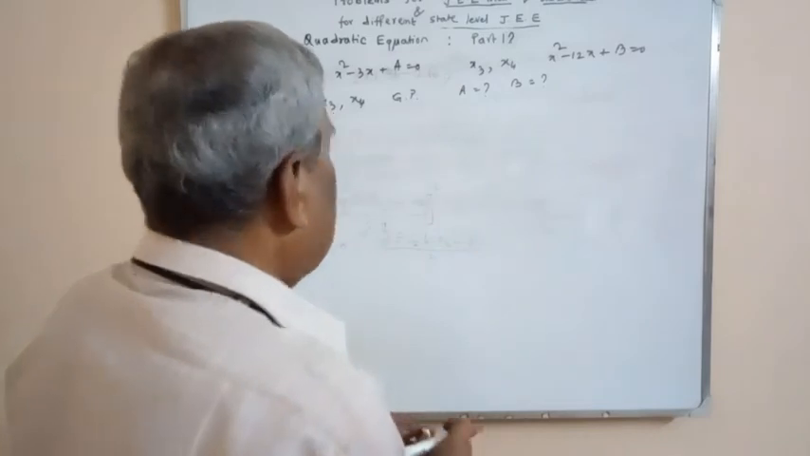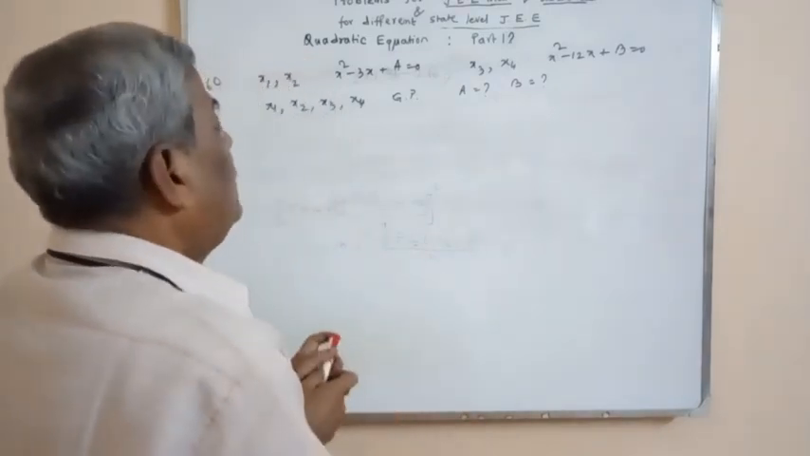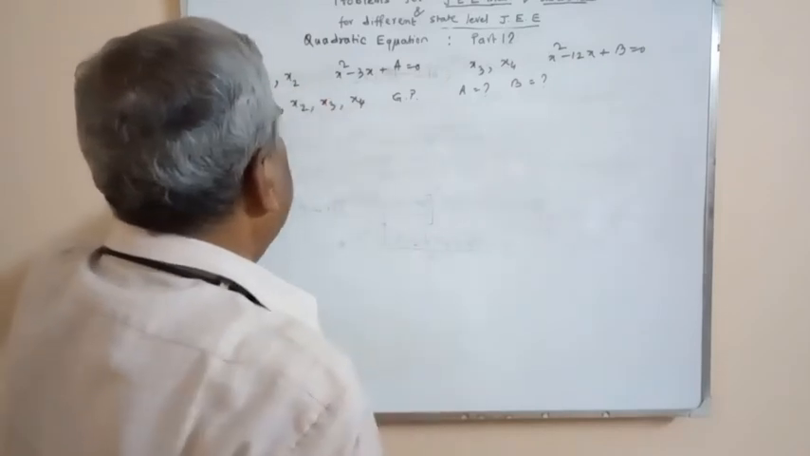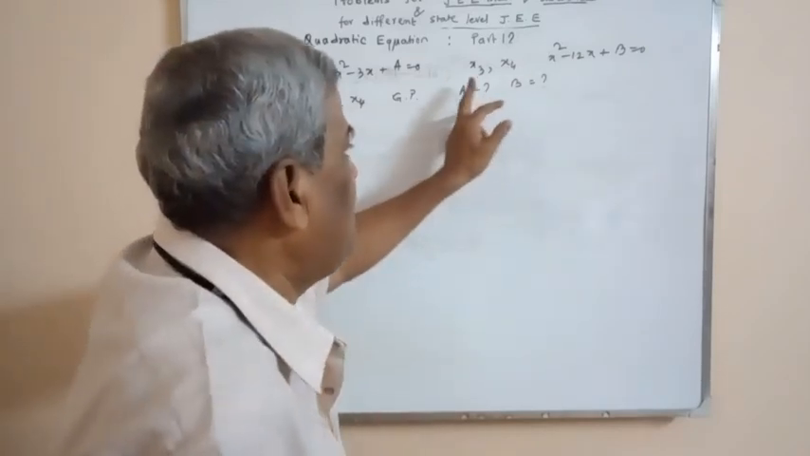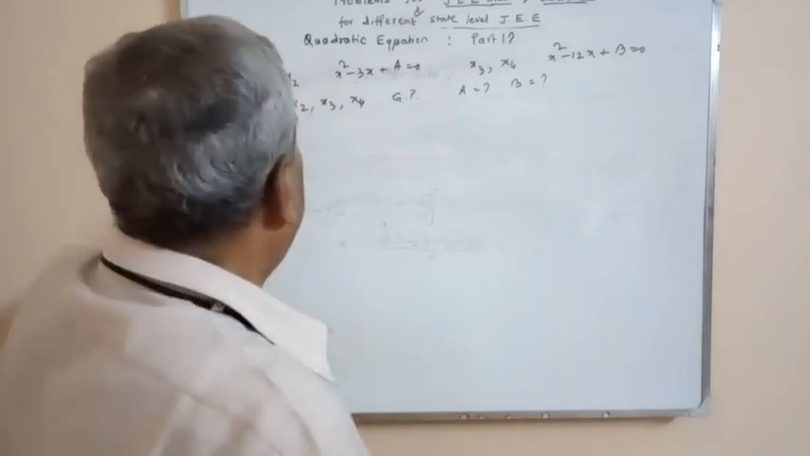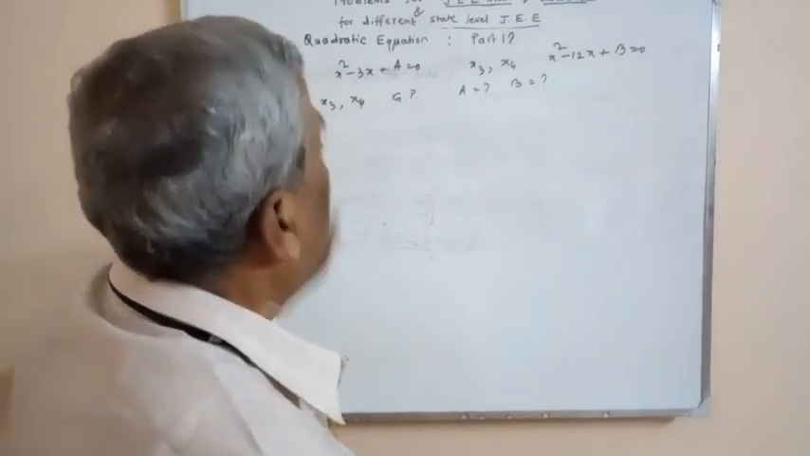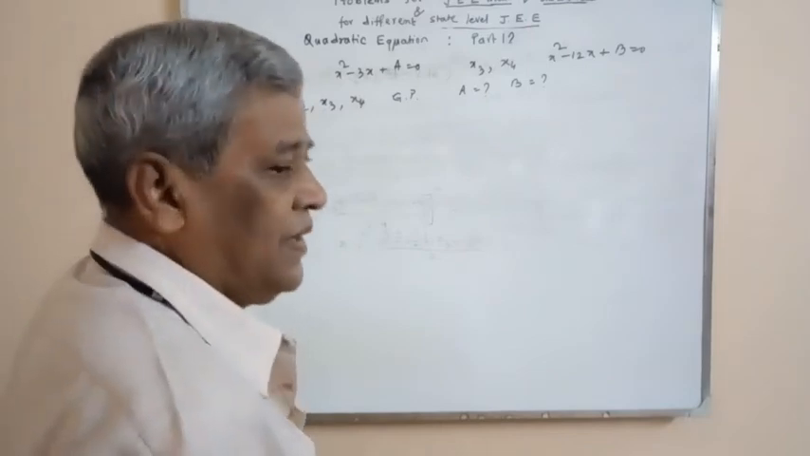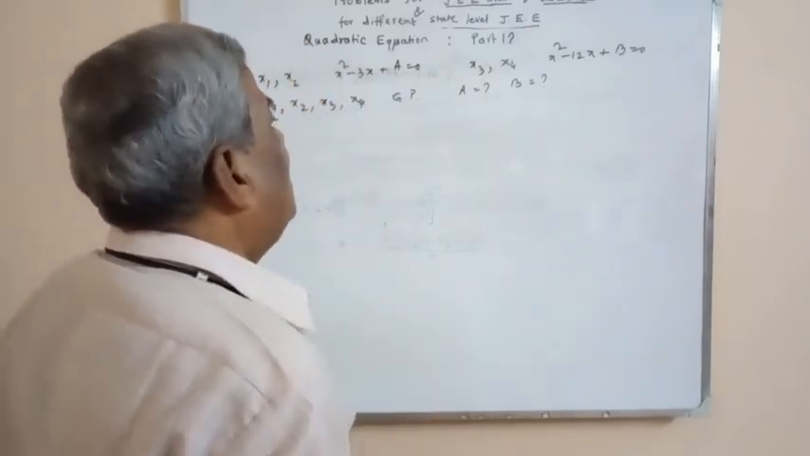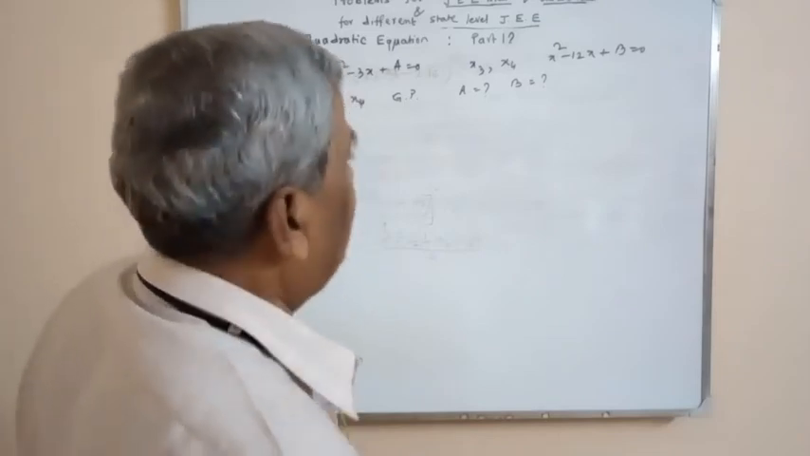So the problem is we have been given two quadratic equations, this and that. Its roots are this and that. Its roots are x3 and x4. And moreover, it is given that x1, x2, x3, x4 are in GP. Under these conditions, we have to find the values of A and B.